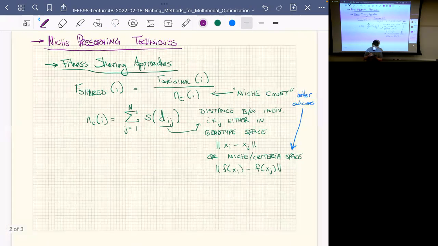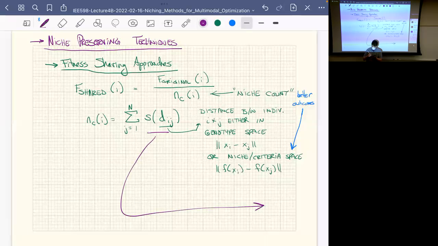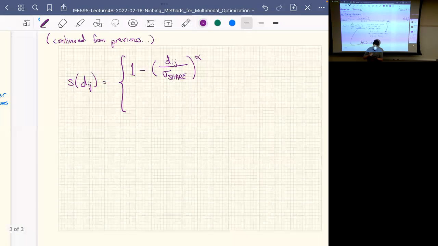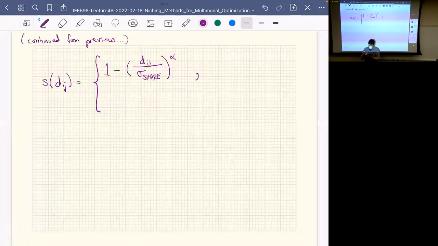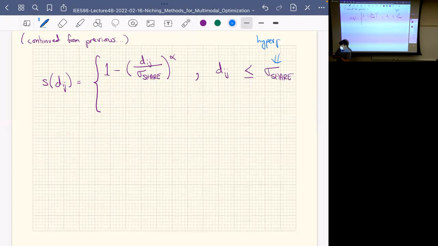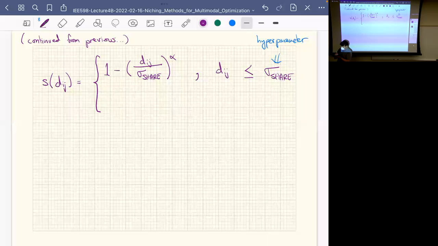And I'll put over here, S defined next, where we're going to say that dij is less than, for the case when dij is less than or equal to this sigma share, which is a hyperparameter, and it will be 0 otherwise.